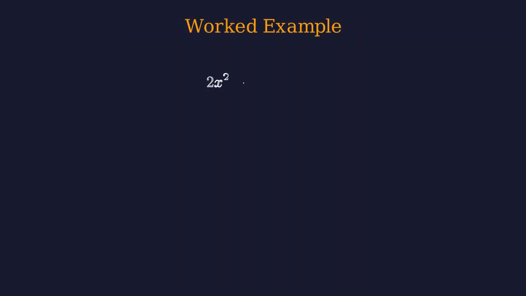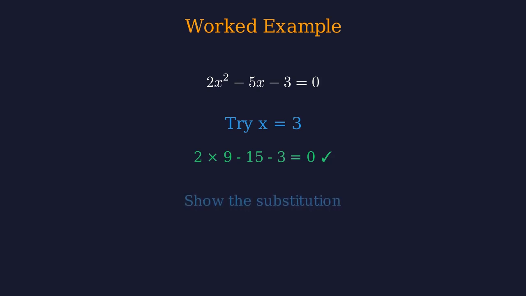Let's walk through a typical 4-mark question. The question says, solve 2x squared minus 5x minus 3 equals 0. Write it down like that in the exam. Now, sometimes you might spot a number that looks promising. Here, try x equals 3 in your head. Do the quick mental check. 2 times 9 gives 18, minus 15, minus 3 is 0. That means x equals 3 is a root. Write that substitution out, not just the result.